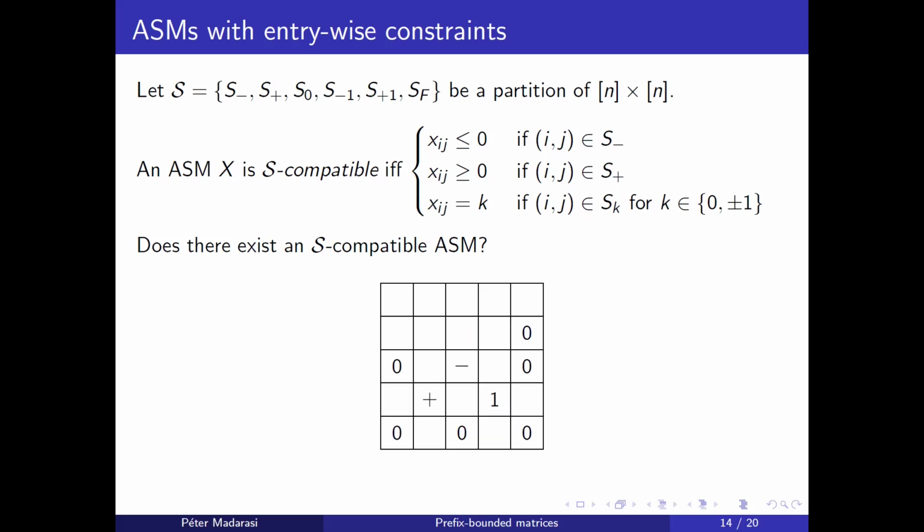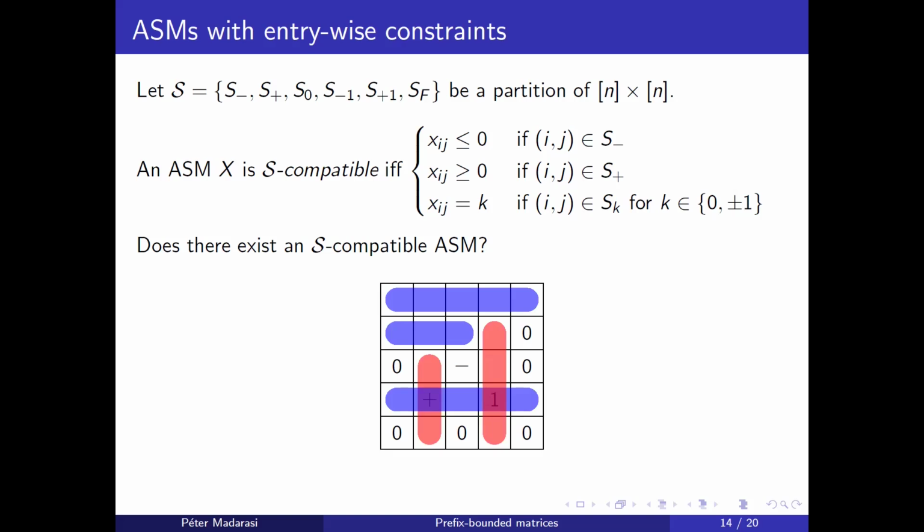Here is a more complicated challenge for you. Here, this sign plus indicates that the position of this entry is in S plus, so this must be positive, and this other one is negative. And of course, the given values are these. The question is whether such an ASM exists. This is much more difficult, but I am going to try to convince you that no such ASM exists.